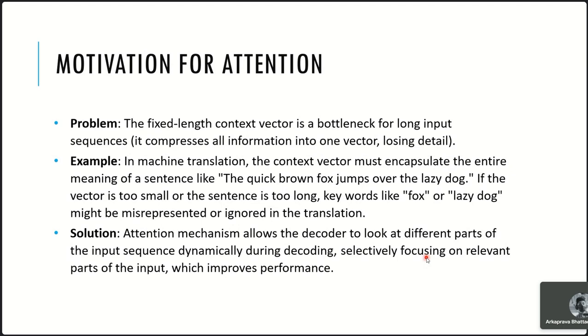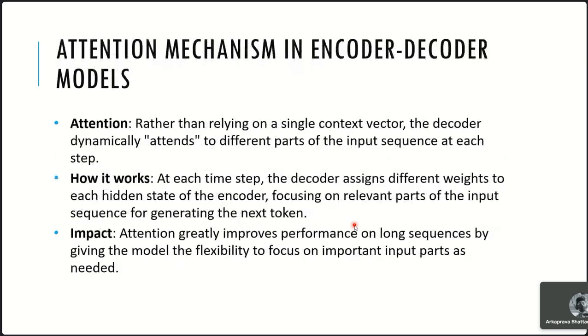Okay, relevant parts of the input. And obviously it improves the performance. Now, how does this selective focusing work? I'll tell you that in the coming slides. So attention is just that, not only look at the context vector. Input को भी देखो तुम, ठीक है? Input सही से translate हो रहा है या नहीं?